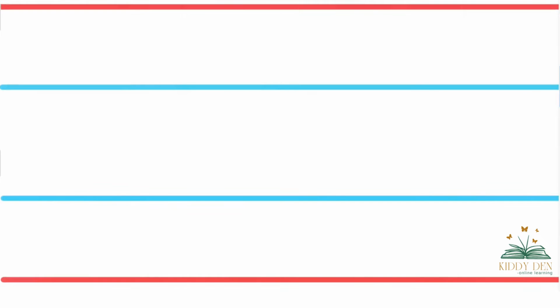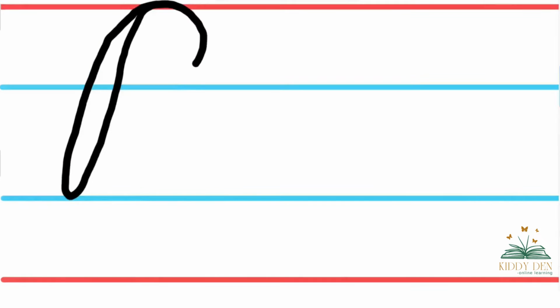In this video, I am going to show you how to write cursive letter P. Let us start with capital P. Start from the red line, touch the third line, go back, make a curve, capital P.